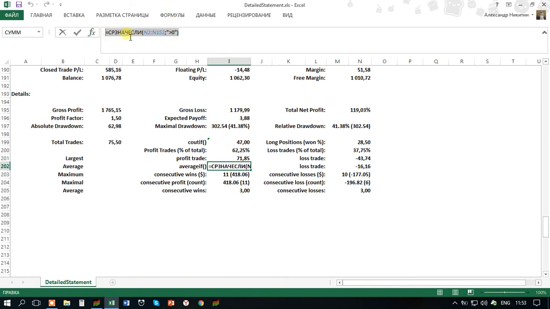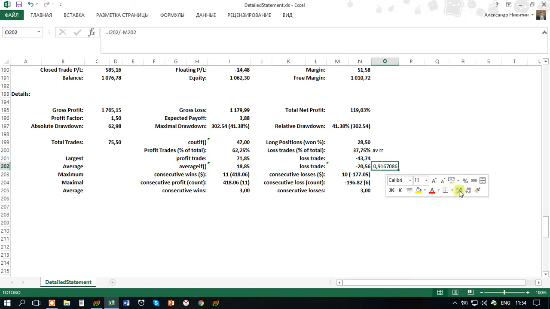Let's calculate this. Copy, and let us see the average loser. Control V, and here I will change the sign into less than 0. So less than 0 is this. It is 20. And now I need my average risk to reward. It equals winner divided by negative loser. My average risk to reward stays 0.91.